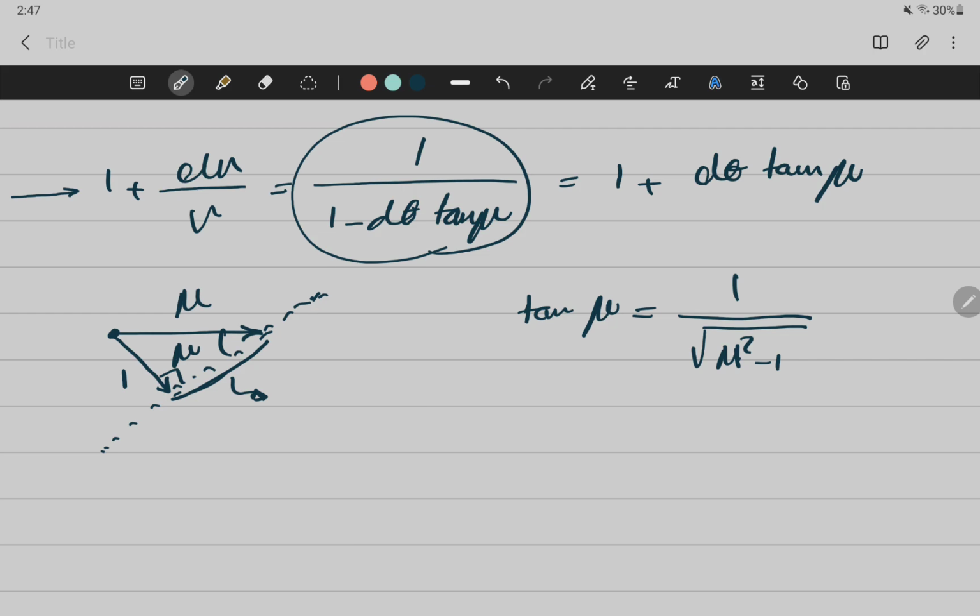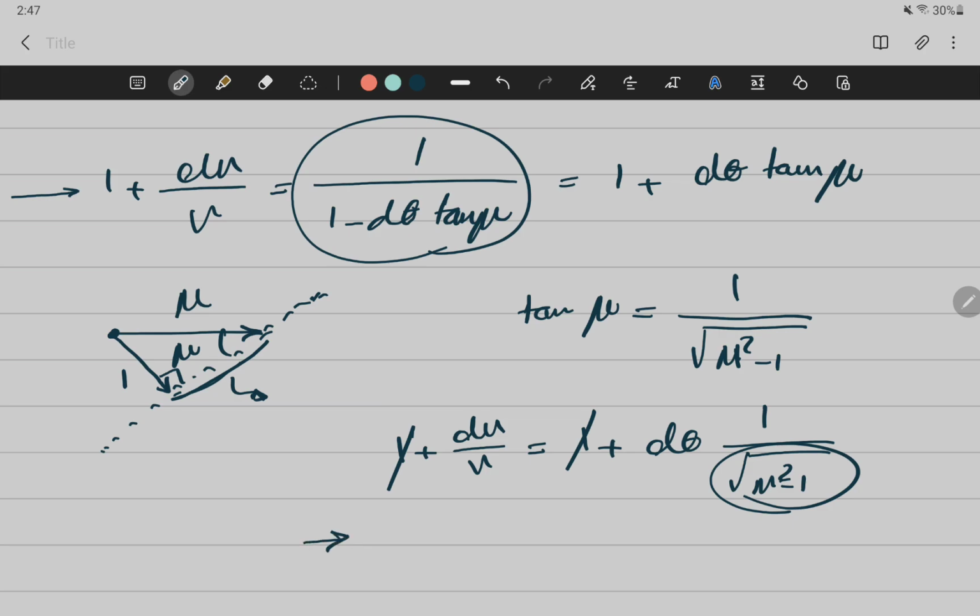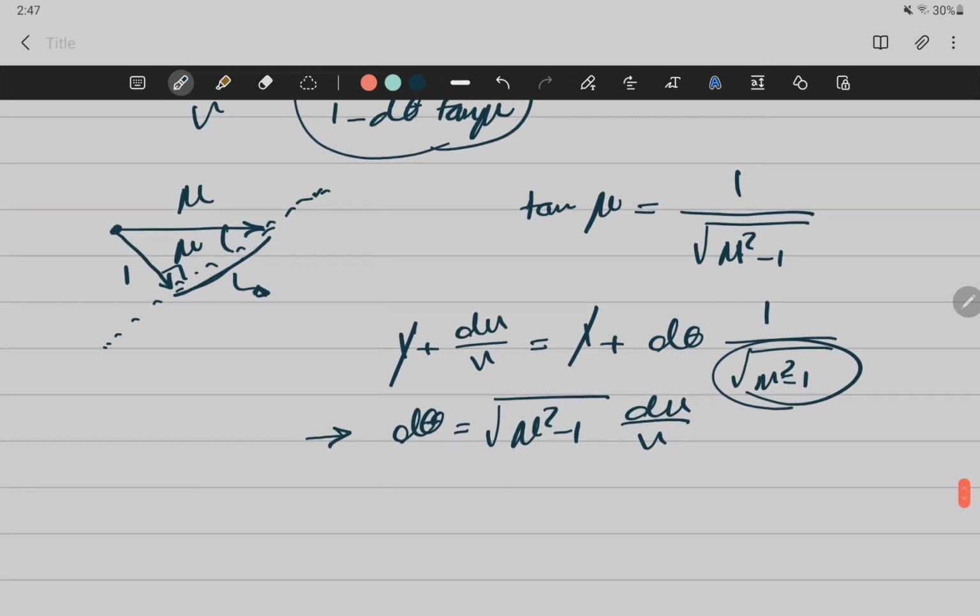So 1 plus dv divided by v is equal to 1 plus d theta times 1 divided by square root of M squared minus 1. These ones will cancel out. You can move the square root of M squared minus 1 to the other side. So d theta is going to be equal to the square root of M squared minus 1 times dv divided by v. Again, the goal is to find a relationship between the downstream and the upstream. So eventually we are going to use a table, but I wanted to go over at least one derivation when it comes to this.